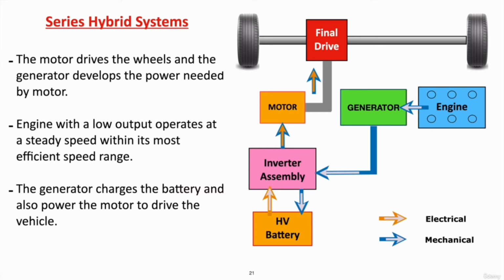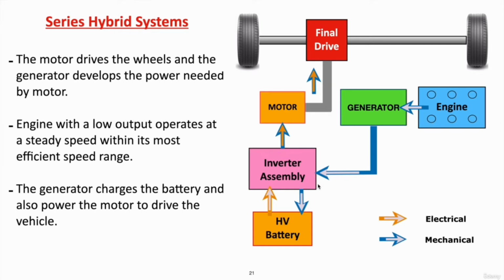So the motor drives the wheels and the generator develops the power needed by the motor. The engine, with a low output, operates at a steady speed within its most efficient speed range. The generator charges the battery and also powers the motor to drive the vehicle. So as the name says, series means there's only a single way through which your power can be transferred.